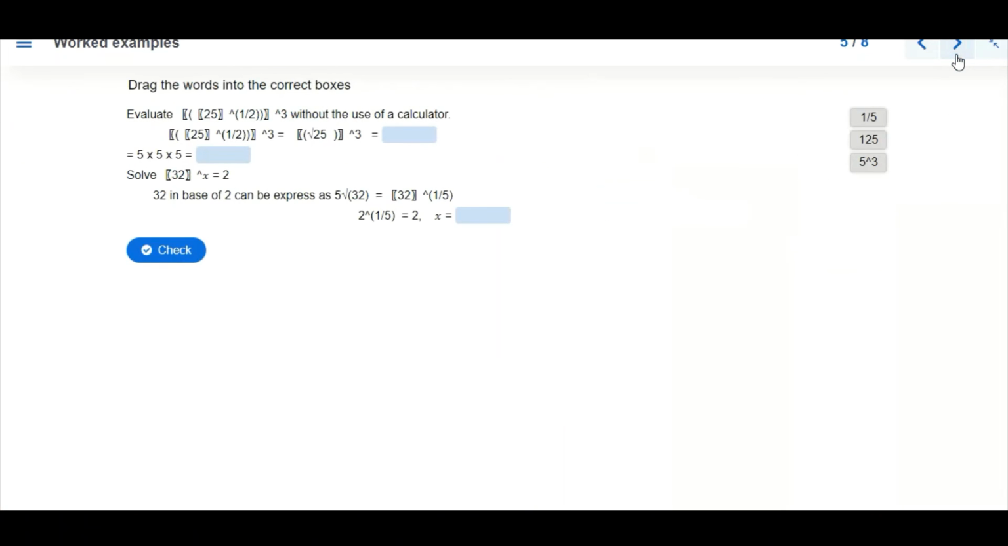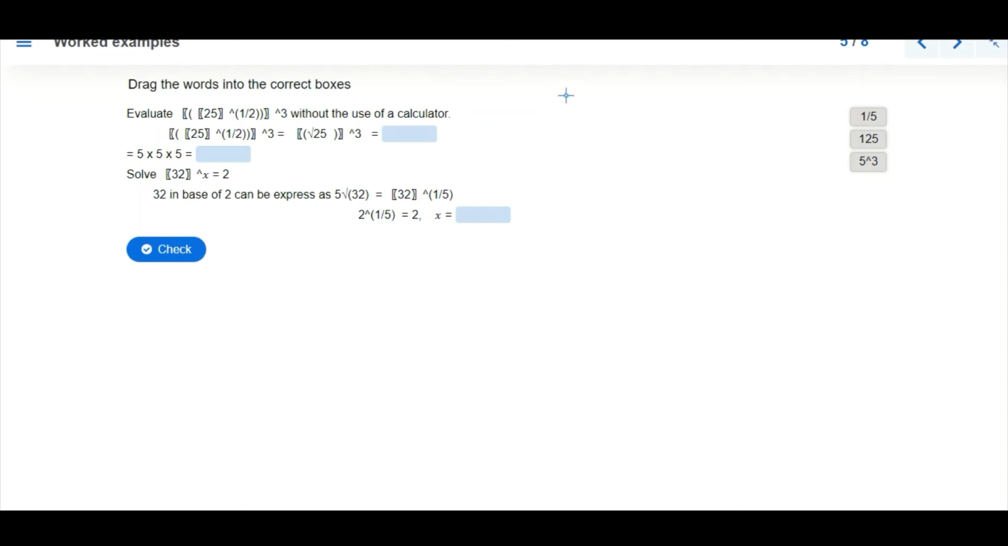Now, if we have that, we are going to be looking at this example. We are going to be solving it together. Evaluate 25 raised to power half, everything raised to power 3, without the use of a calculator. Then the second one says that we should solve 32 raised to power x equals 2. So we are going to be solving this together and see the solution.